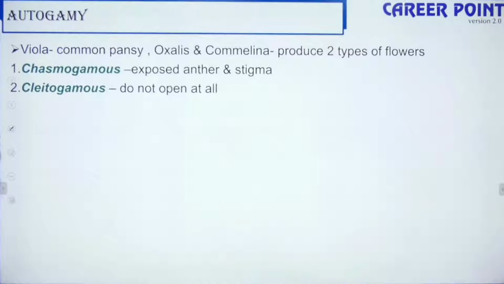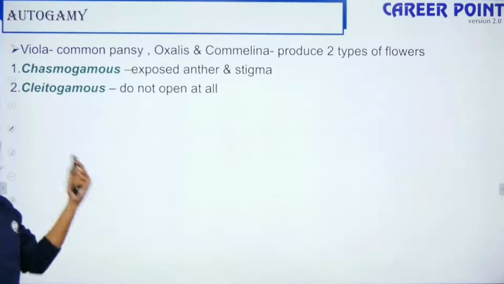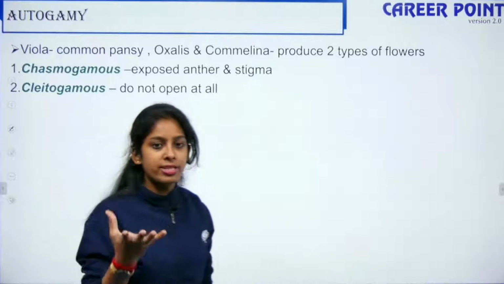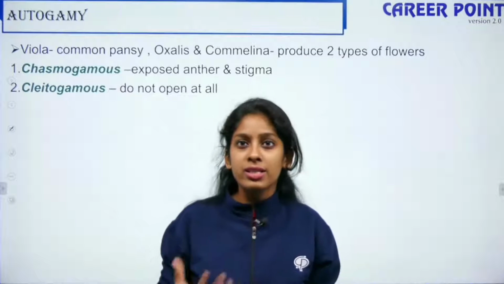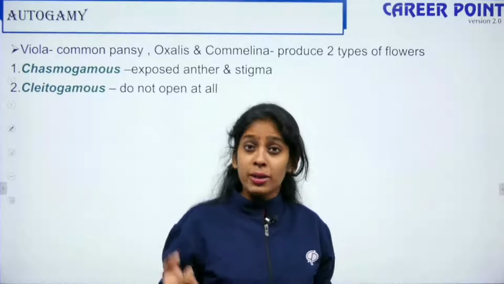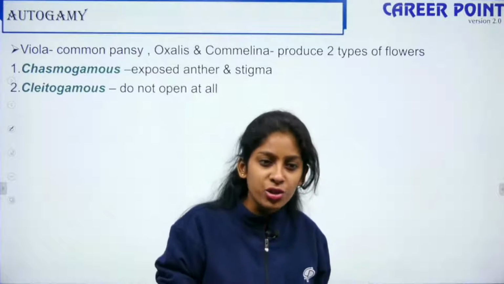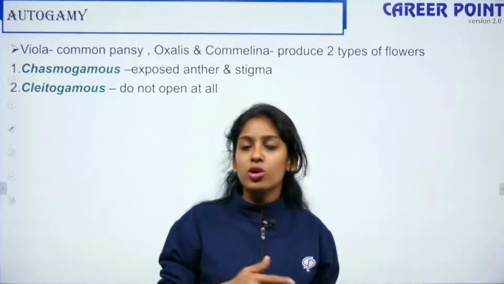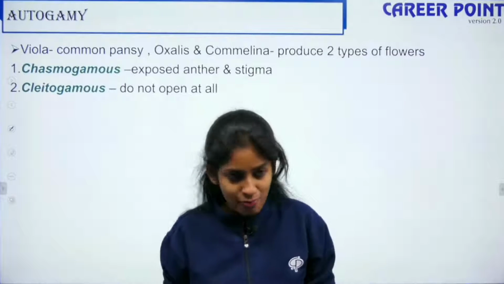So this chasmogamous flower is very, very charismatic. It opens up so wide. The petals move out so wide, the anthers are very open and exposed, the stigma is very exposed. Now there are chances of cross-pollination as well, right? So those types of flowers are chasmogamous flowers.